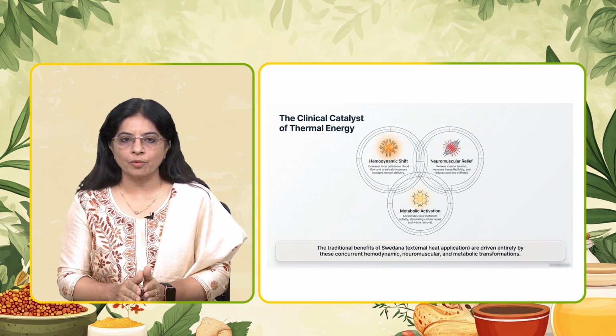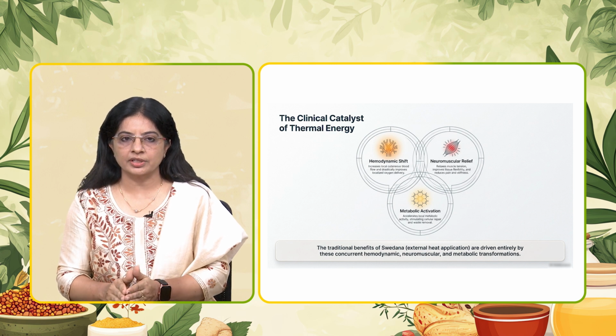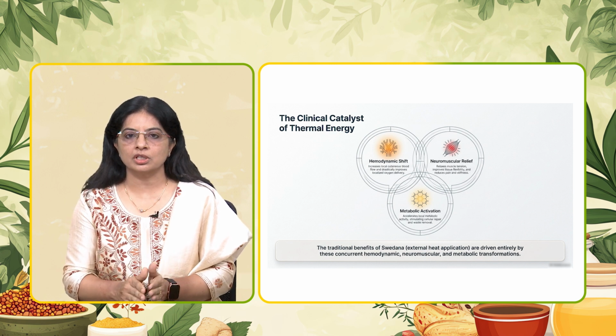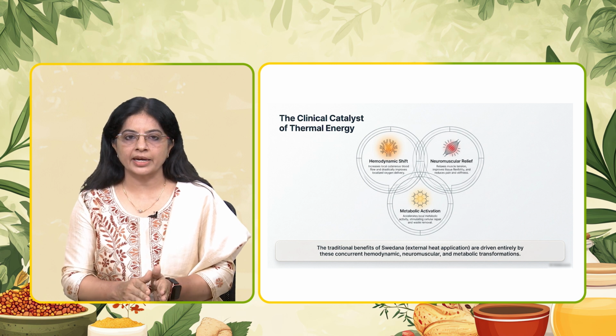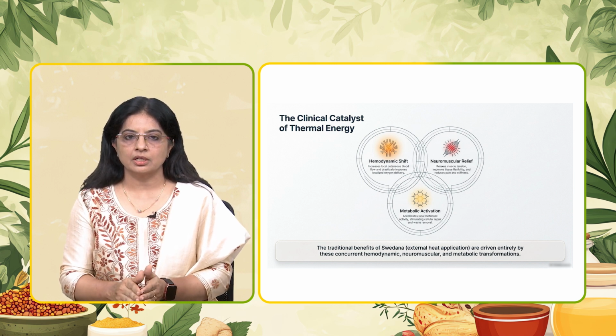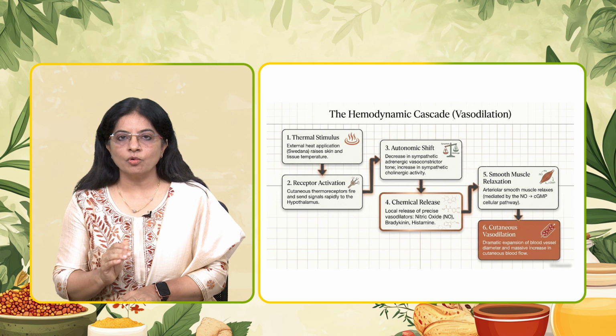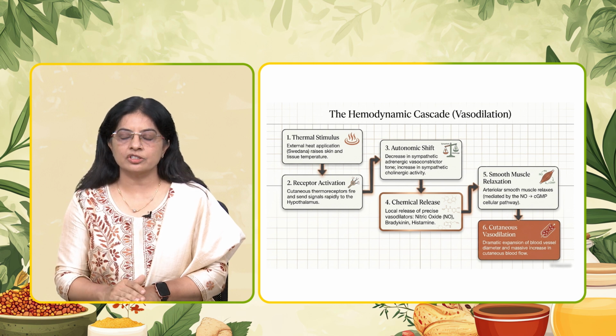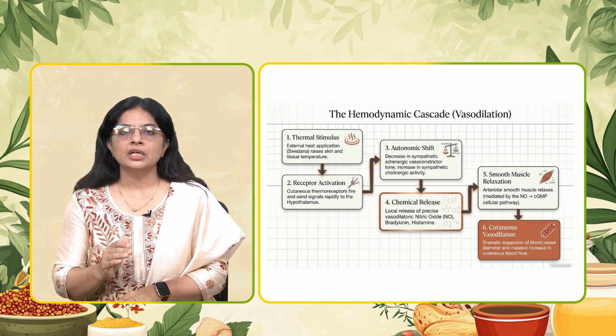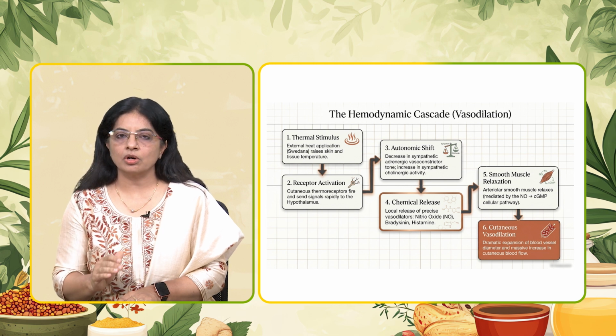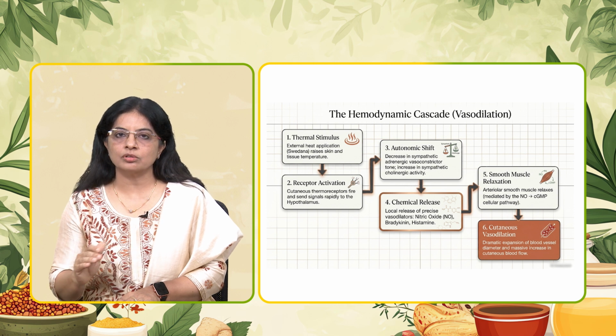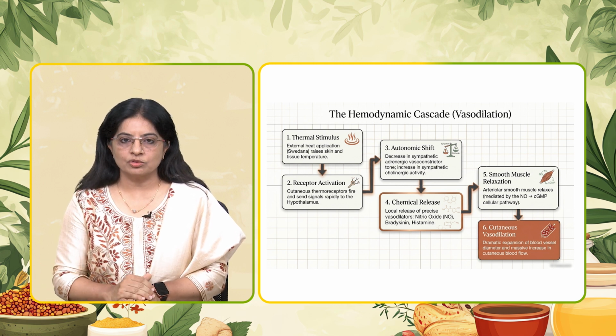So, from the modern point of view, the benefit described in Swedan can be understood through the hemodynamic, neuromuscular and metabolic changes produced by the heat. Now, let us see how heat produces this effect in the body. One of the first hemodynamic effects is vasodilatation or increased blood supply. Heat causes vasodilatation in local cutaneous blood vessels and the result is an increase in blood flow to that particular area, which improves oxygen delivery and removal of metabolic waste.